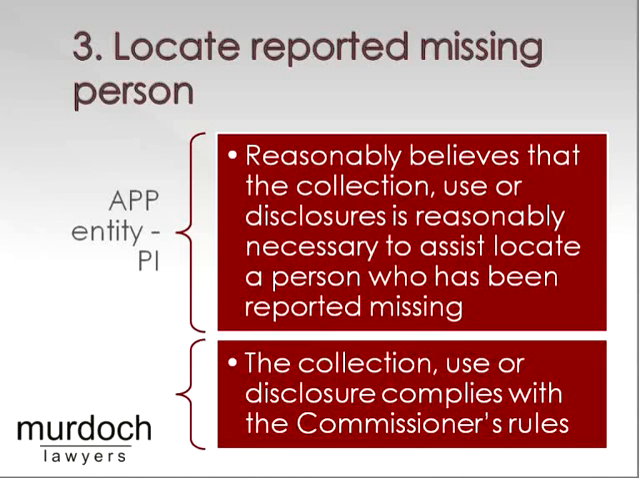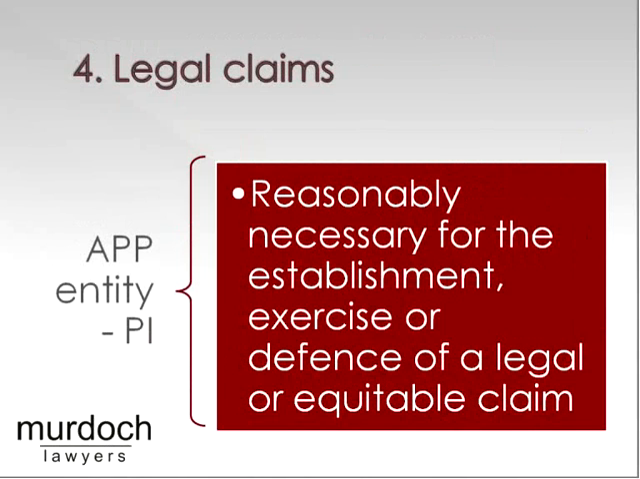The third exception relates to locating reported missing persons. Organisations can use personal information when it reasonably believes the collection, use or disclosure is reasonably necessary to assist locate a person who has been reported missing, and the collection, use or disclosure complies with the Commissioner's rules.